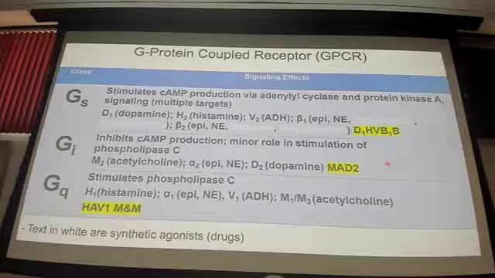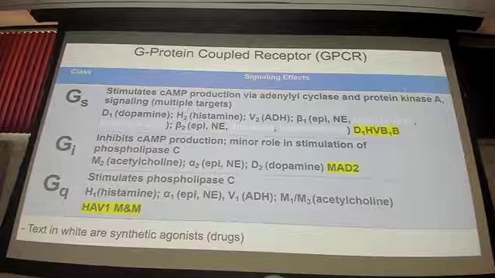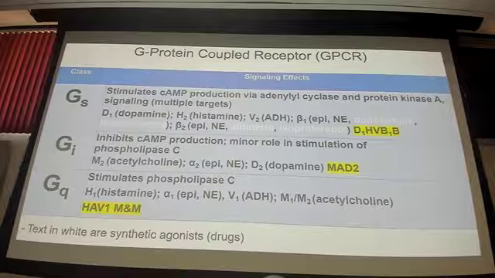So this should be familiar to you guys, right? Good. So this is just the G protein coupled receptor that we talked about earlier on in biochemistry. And so drugs act on G protein coupled receptors through these coupled receptors here for G sub S, G sub I, G sub Q.